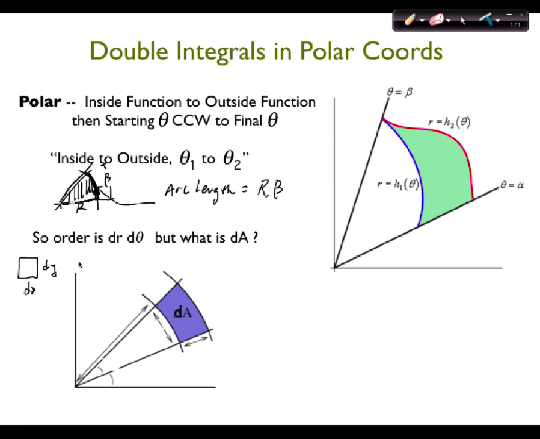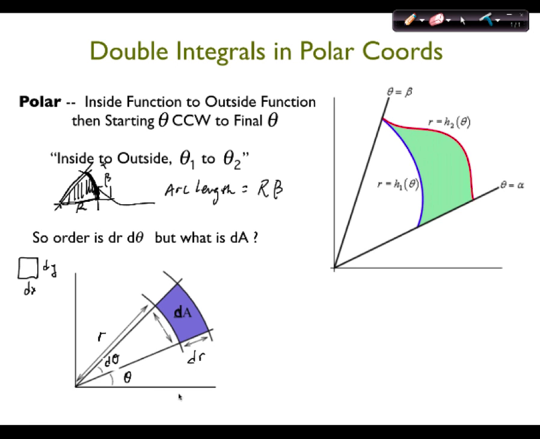Okay, so let's label things here. This is whatever theta we're at right now. So then what is this angle measure right here? We're trying to figure out a little area element. This would be our d theta. What about this dimension here, from here to here? That's r. And what is this dimension right here? It's a little change in r.